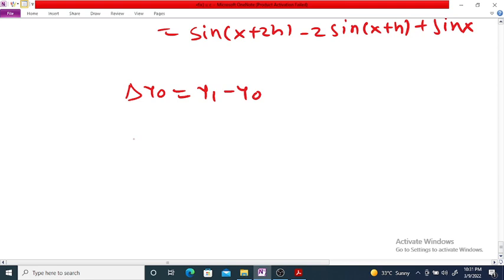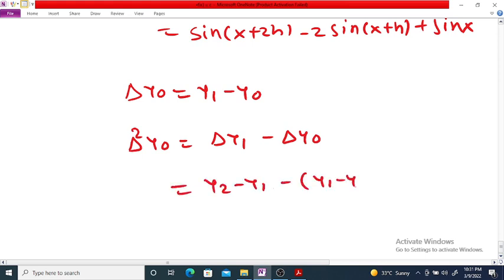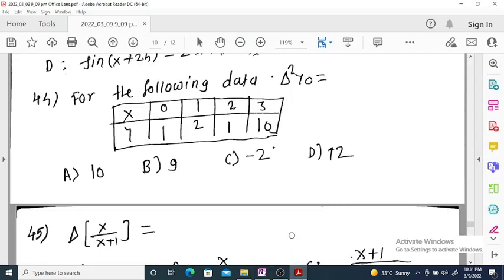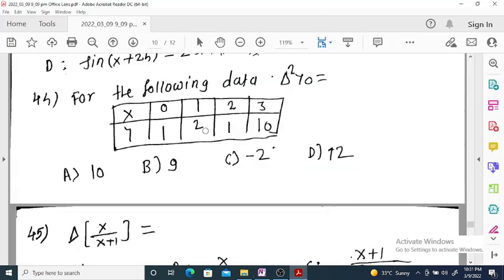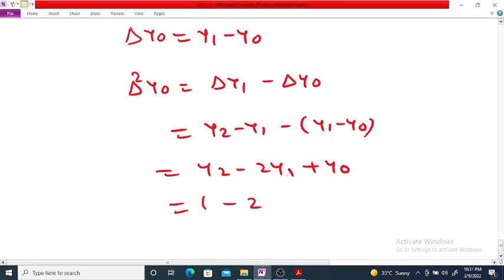Y1 minus y0. Now delta square y0 is equal to delta y1 minus delta y0. So this is nothing but y2 minus y1 minus y1 minus y0. This is y2 minus 2y1 plus y0. So what is y2 here? This is y0, y1, y2. So y2 is 1, y2 minus 2 times y1. So y2 is 2, so this is 2.